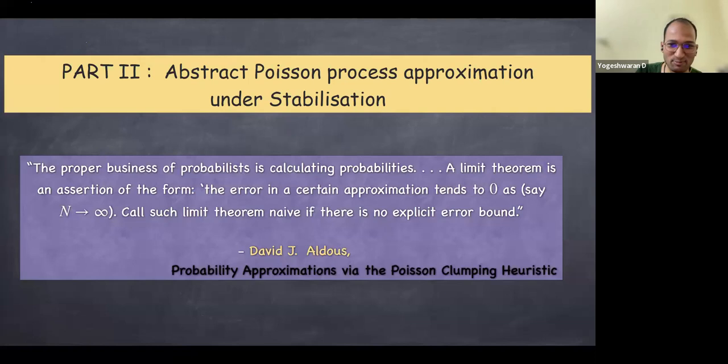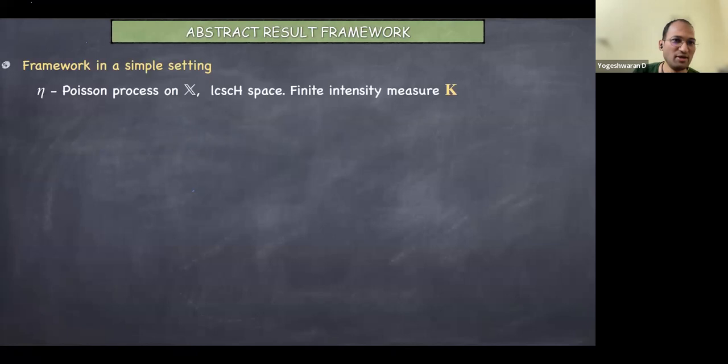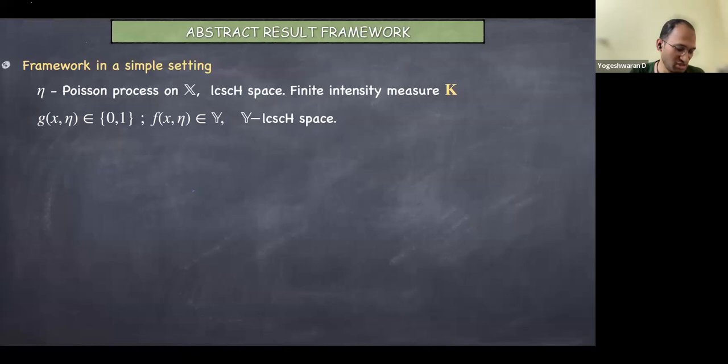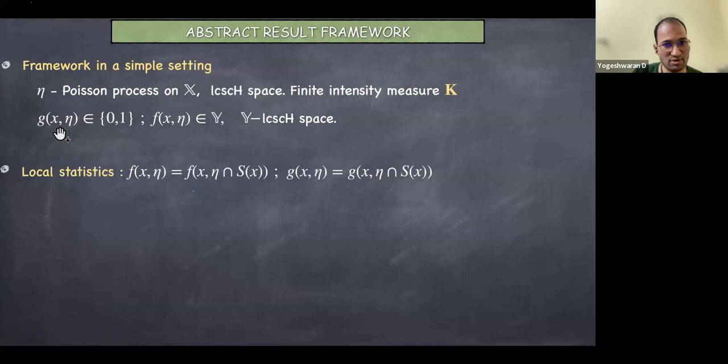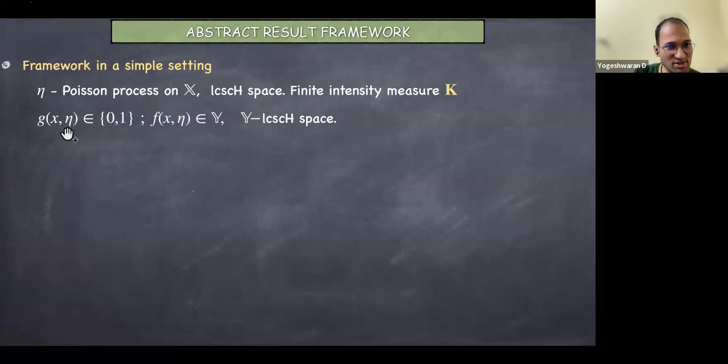So let's move to the more abstract setting. I will illustrate it in a very simple framework. We'll take a Poisson point process on a locally compact second countable Hausdorff space, with a finite intensity measure. And then I give two functions. The first function takes a point of the Poisson point process, and the point process, and gives the output of either 0 or 1. And the second function maps the point to a point.